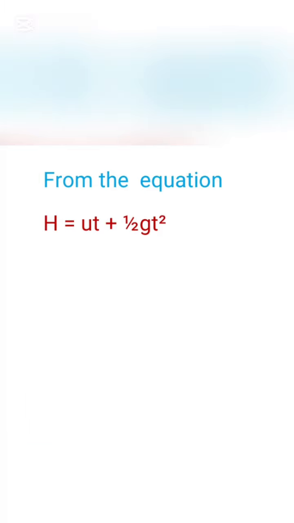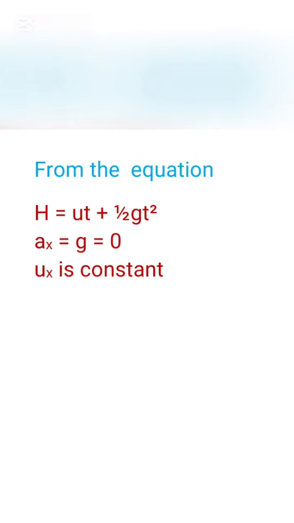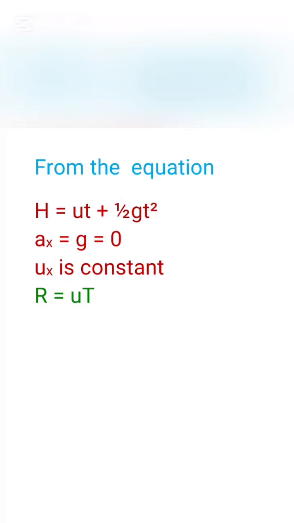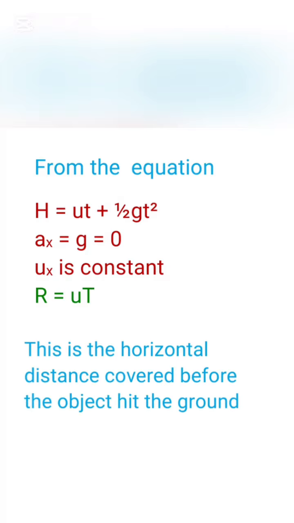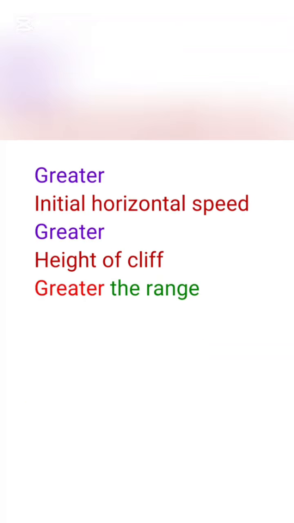Range. From the equation, h is equal to ut plus half gt squared. The horizontal acceleration g is equal to 0. Velocity u is constant. The horizontal range R is given by R is equal to ut. This is the horizontal distance covered before the object hits the ground. The greater the initial horizontal speed or the height of the cliff, the greater the range.